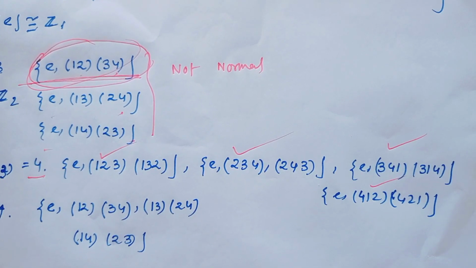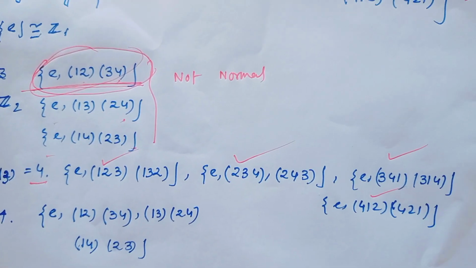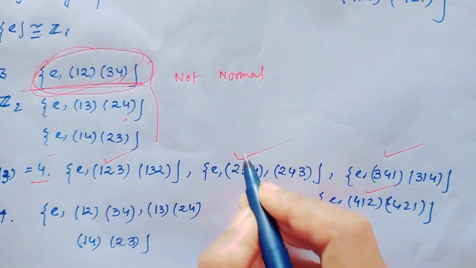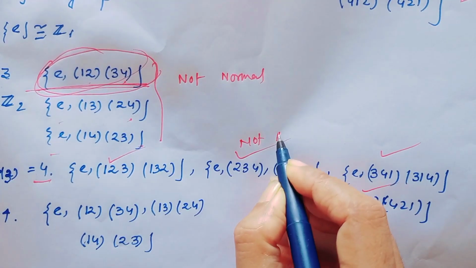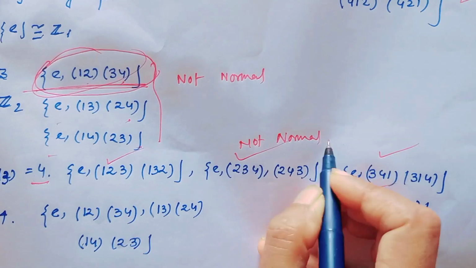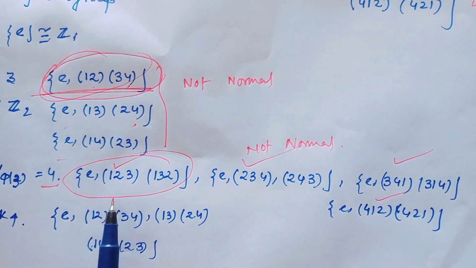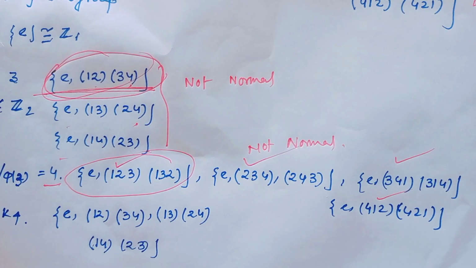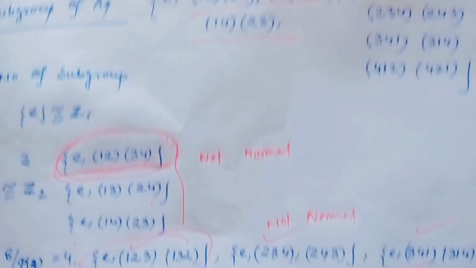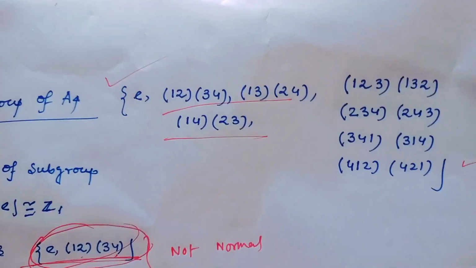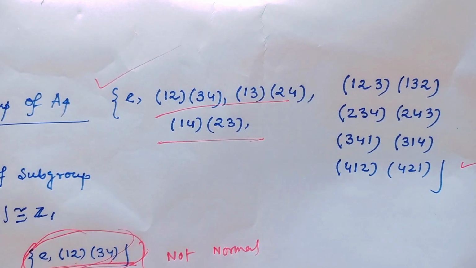And these 4 subgroups are also not normal, because if we consider such a subgroup, notice it does not contain all the 3 cycles in A4. Notice what all the 3 cycles of A4 look like.